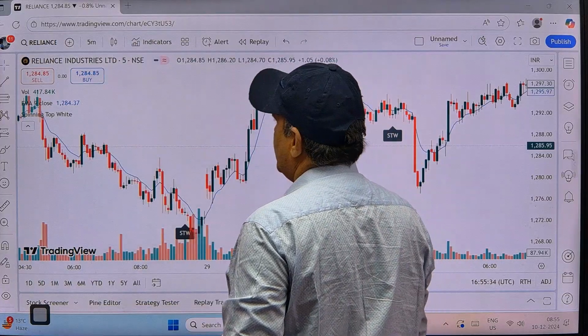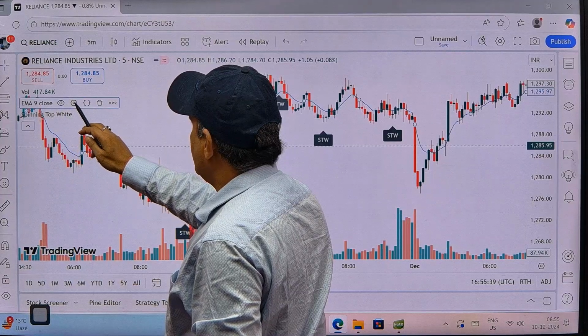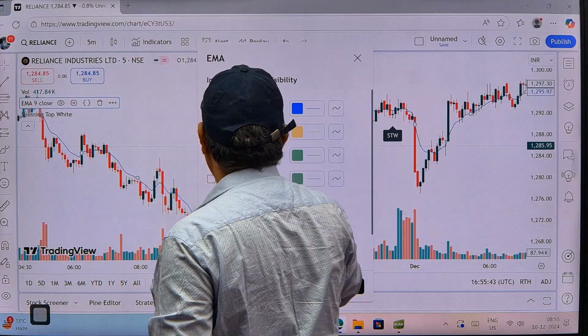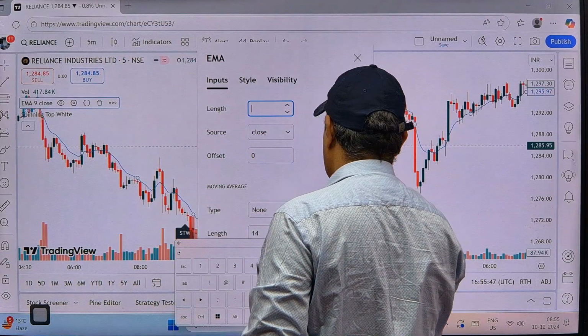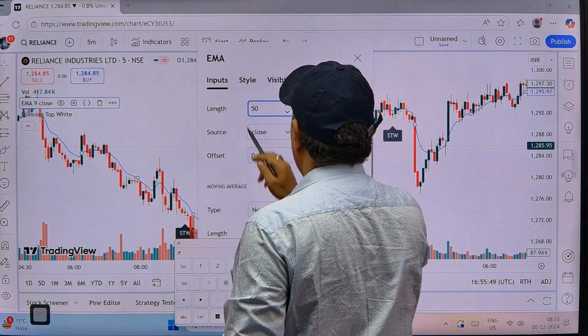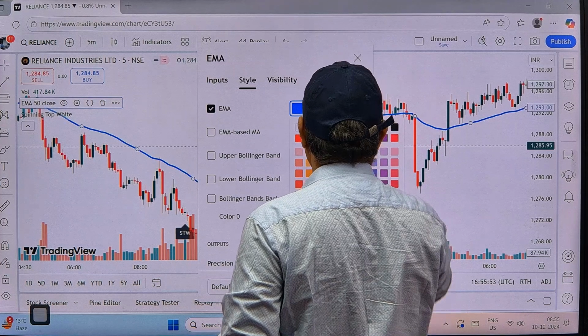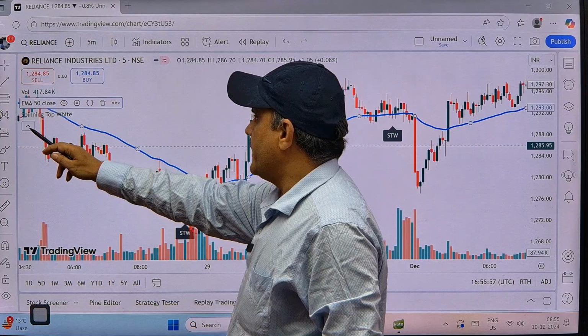Then we are going to close it. In the EMA 19, we will change the value. It should be 50. We are going to input 50. In style, we are going to change like this. Now it's clear, so this is the line. We are going to hide it.